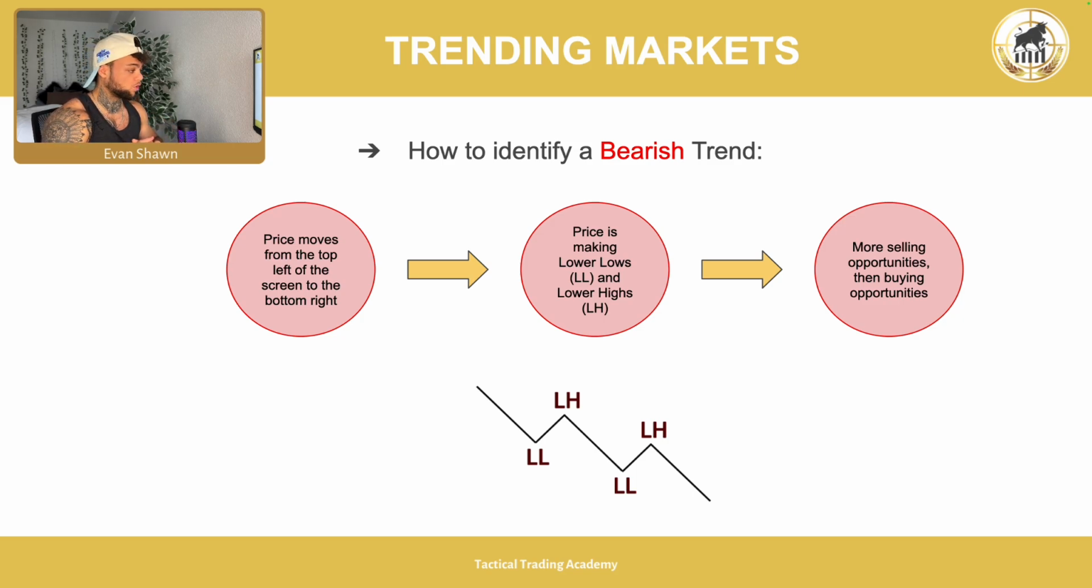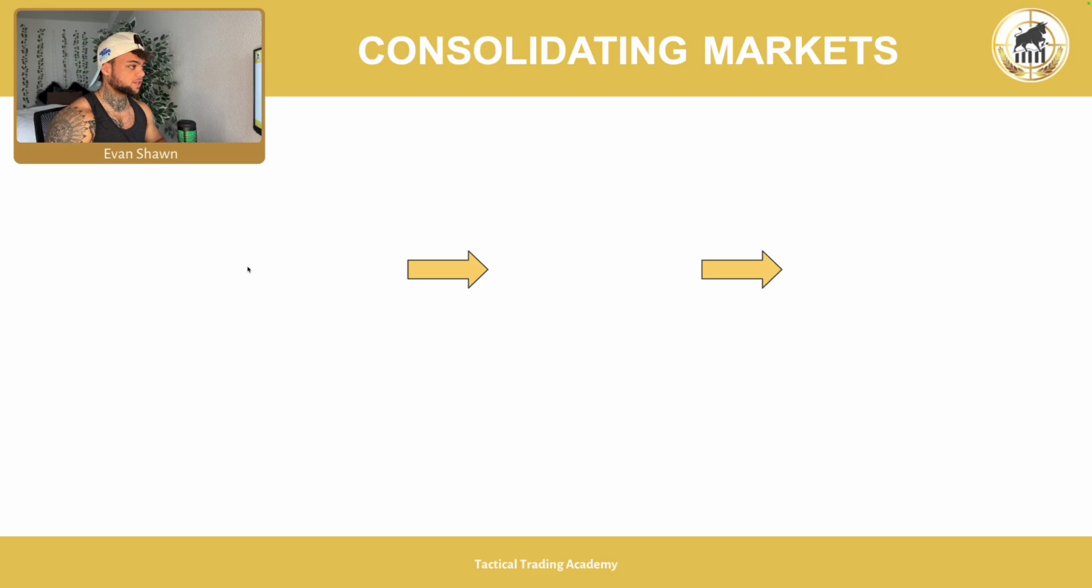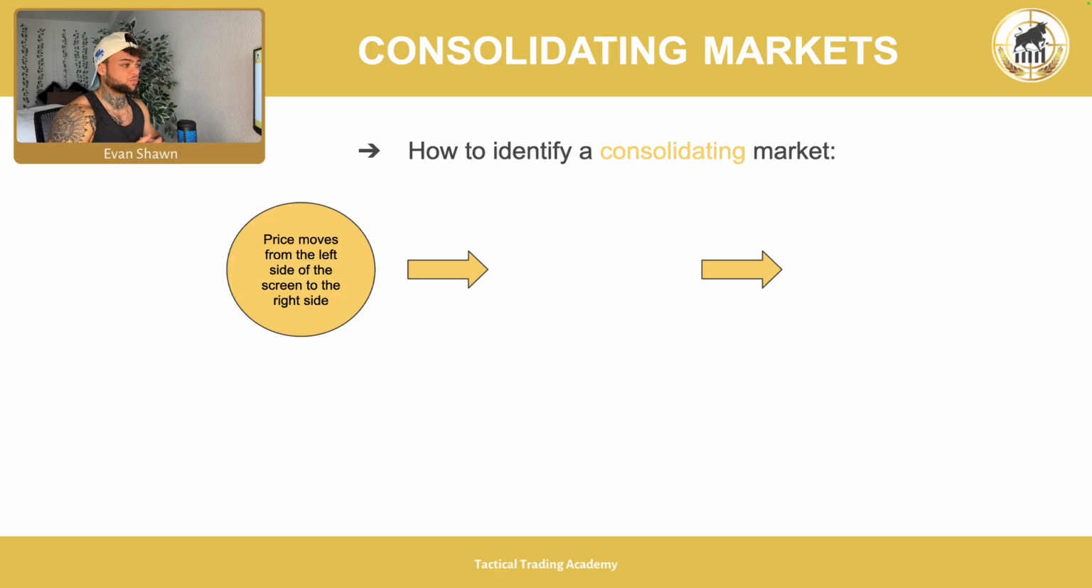And now let's talk about the third market condition, which would be the consolidating market or the ranging market. So here basically we will see that price moves from the left side of the screen to the right side. We don't have a movement to the upside. We don't have a movement to the downside. It's basically just ranging from the left side of the screen all the way to the right side.